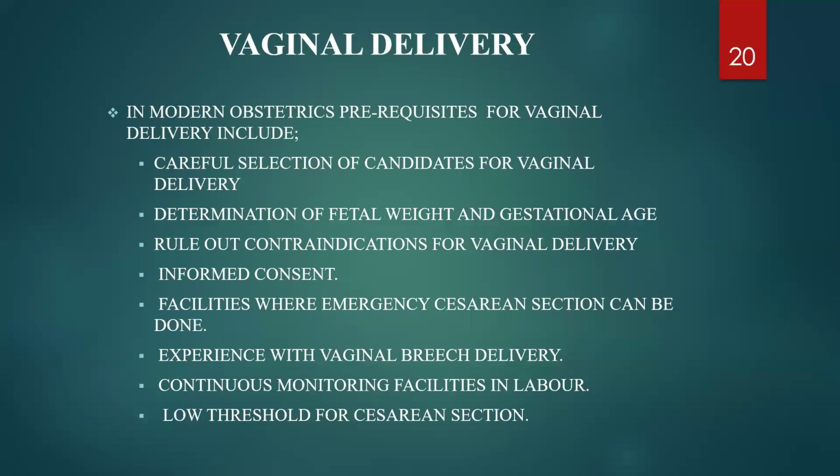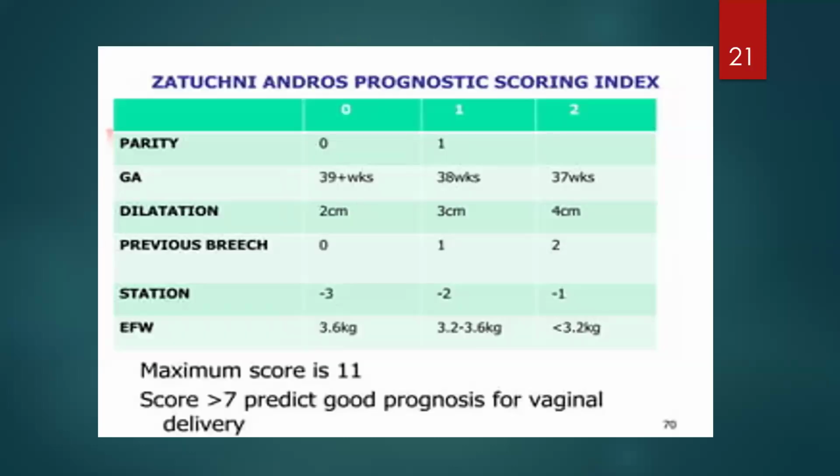Okay. So for the Zatuchni-Andros score, which I mentioned earlier, it is a prognostic scoring index that we use to assess patients to know whether they can undergo breech delivery. So when the patient comes, you want to know her parity. The more parous she is, the higher the score she gets. So the nullipara scores 0, a primipara scores 1, multipara scores 2.